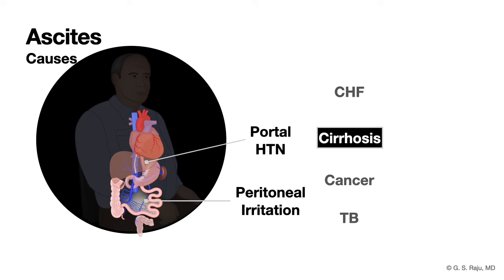By analyzing the ascitic fluid and serum albumin. You calculate the serum-ascites-albumin gradient. If it is more than 1.1, you think about portal hypertension as a cause for ascites. Less than 1.1, you think about peritoneal irritation.